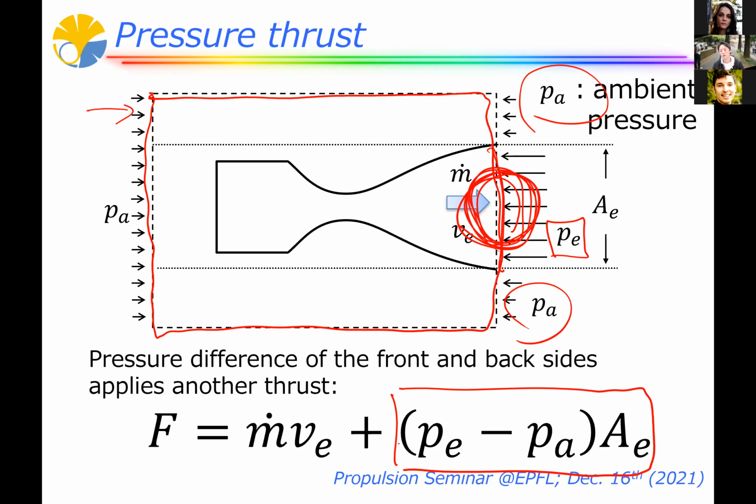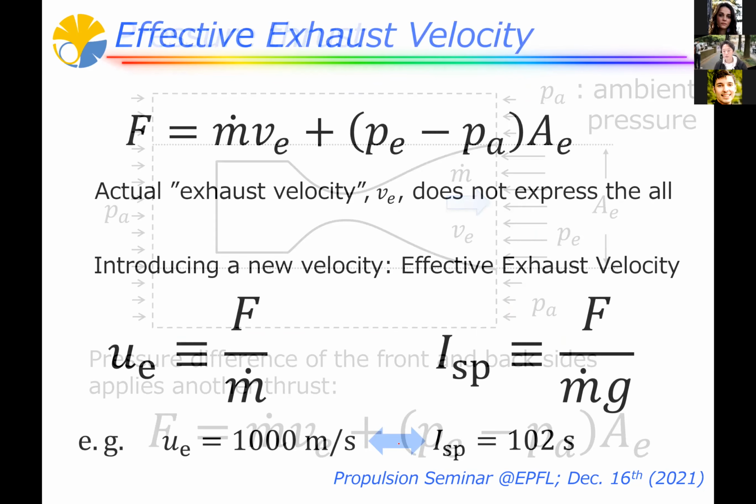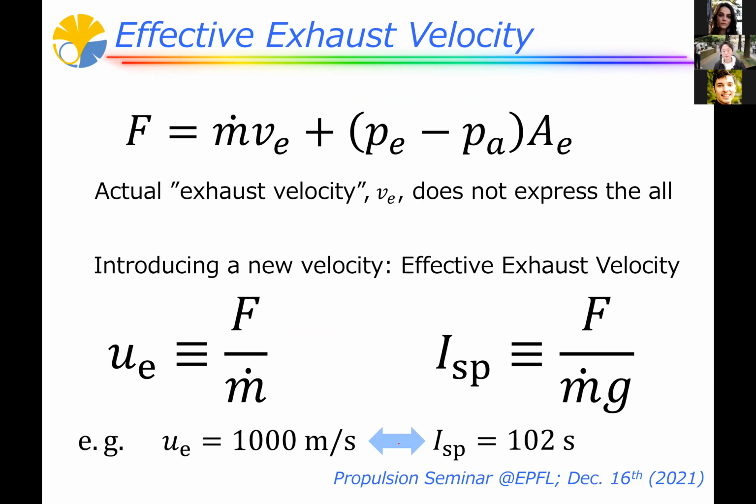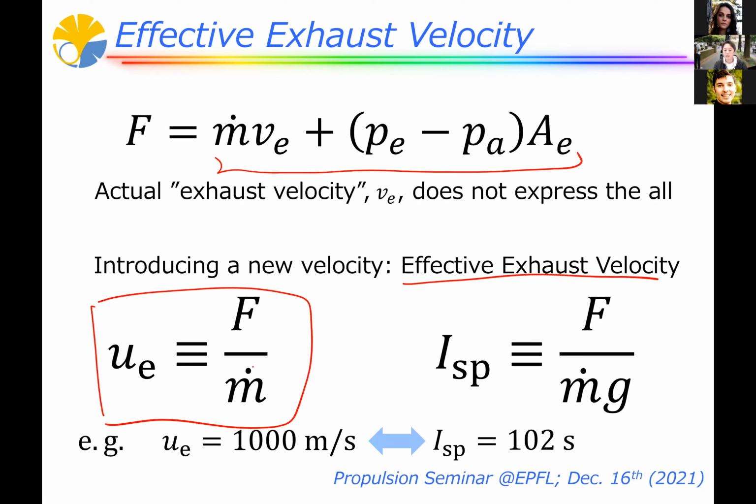This is called pressure thrust, and it's expressed by this equation. So when we think about chemical propulsion, basically we have to consider these two effects, momentum thrust and pressure thrust. But as explained in the previous talk, this kind of complicated thrust component is not useful to handle. So we are introducing the concept of effective exhaust velocity. That definition is like here: simply dividing the force by m dot. M dot means the total mass flow rate from the propulsion system.